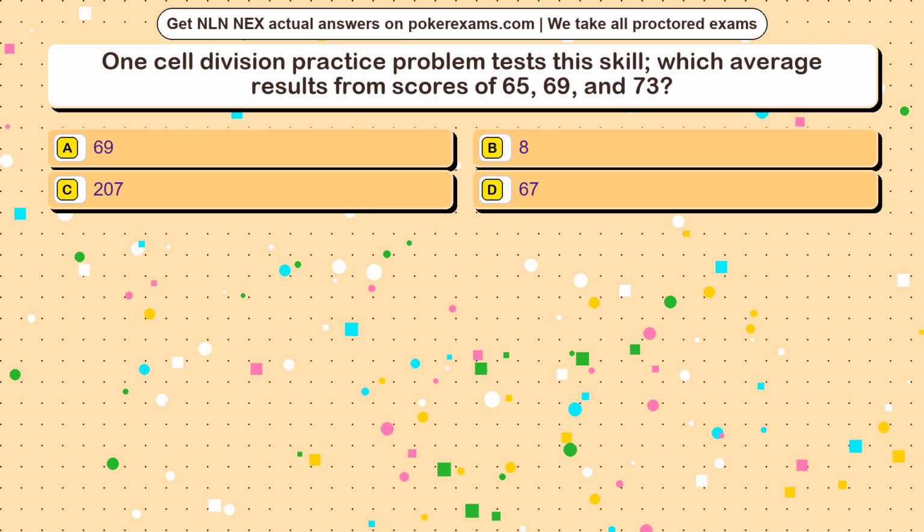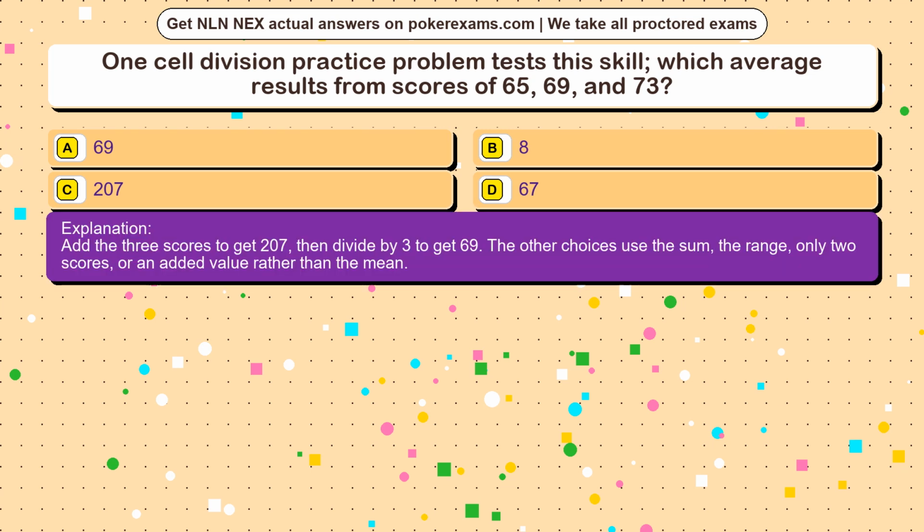The correct answer is option. Add the 3 scores to get 207, then divide by 3 to get 69. The other choices use the sum, the range, only 2 scores, or an added value rather than the mean.